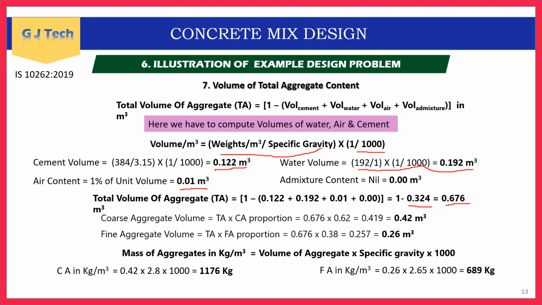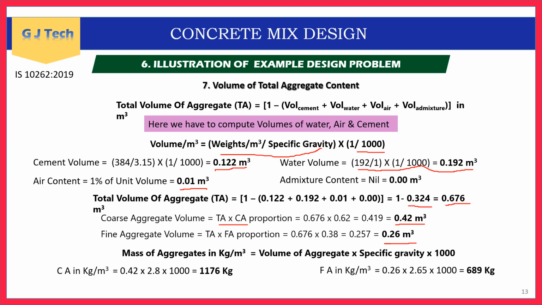So coarse aggregate volume: now we are computing the actual volume of coarse aggregates and fine aggregate in the concrete of unit volume. How do we do that? Total aggregate volume multiplied by the coarse aggregate proportion obtained from the table, we get the value of 0.42 m cube. So in a total volume of 1 m cube of concrete, 0.42 m cube is coarse aggregate and 0.26 m cube is fine aggregate, together making up the aggregate volume of 0.676. So that satisfies the equation.